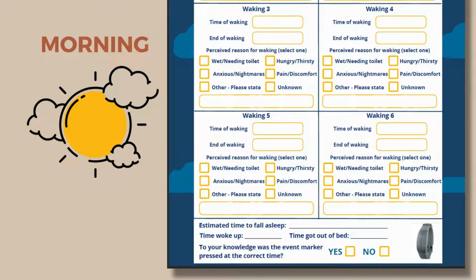The next section of the morning sleep diary refers to your child's final waking. This is the final time that your child woke up in the morning to start their day. In this example, although the child woke up at 4:30 a.m. to use the toilet, their final waking time was 7:10 a.m. and this was the time that the child woke up to start their day.